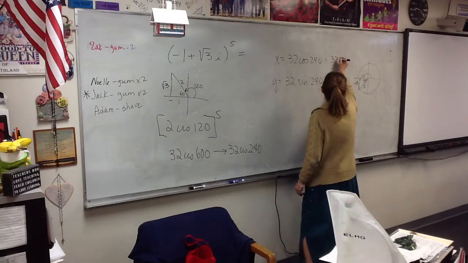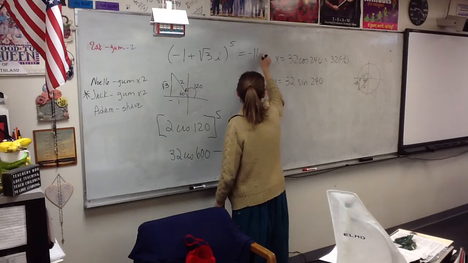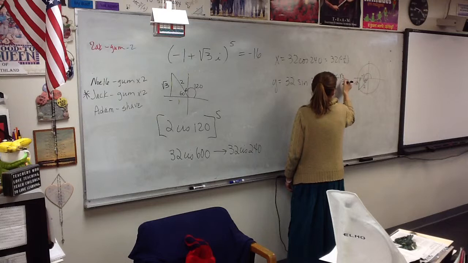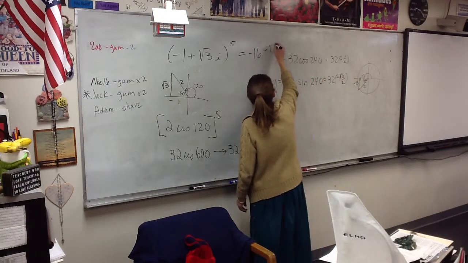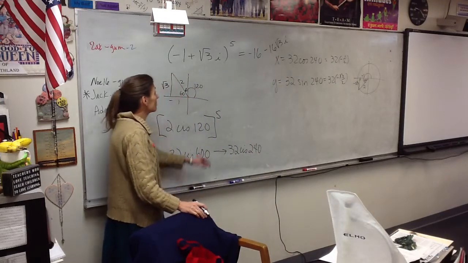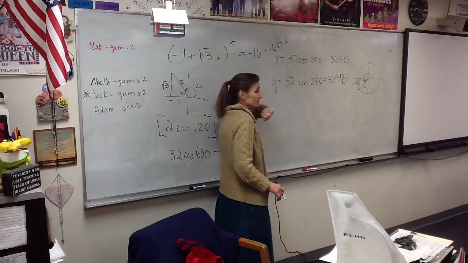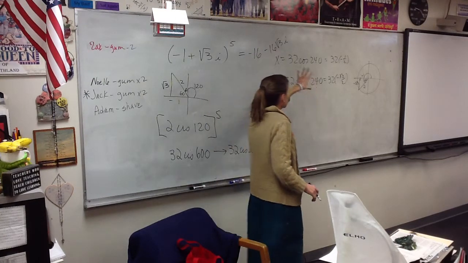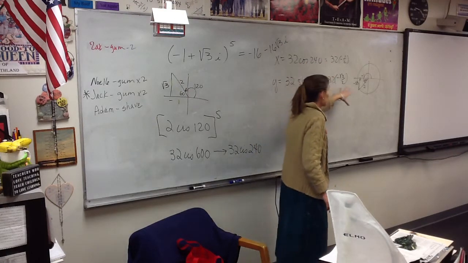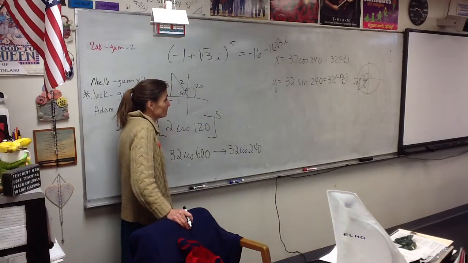So the cosine is negative 1/2, which gives me negative 16. And the sine is negative root 3 over 2, which is negative 16 root 3i. Remember, complex form is x plus yi. The calculator will do this for you and give you decimals. I did it by hand because we haven't done one in a while, and I think we need to refresh our memories a little bit.